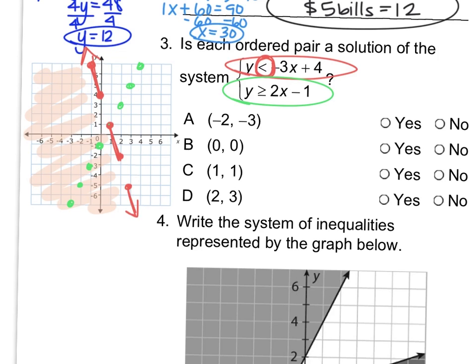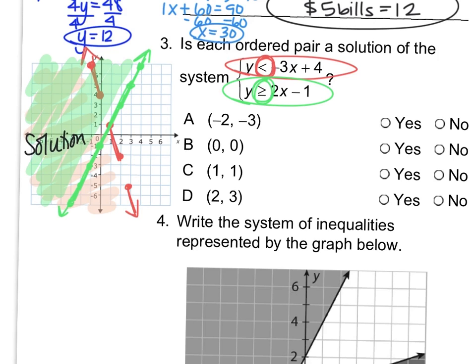All right, that time, if I look at my symbol, it should be solid. So I'm going to make that a solid line, and I want to shade above. So I'm going to go ahead and shade this one above. And remember, I'm looking for where they overlap for the solution. So in general, my solution area is in this corner over here.